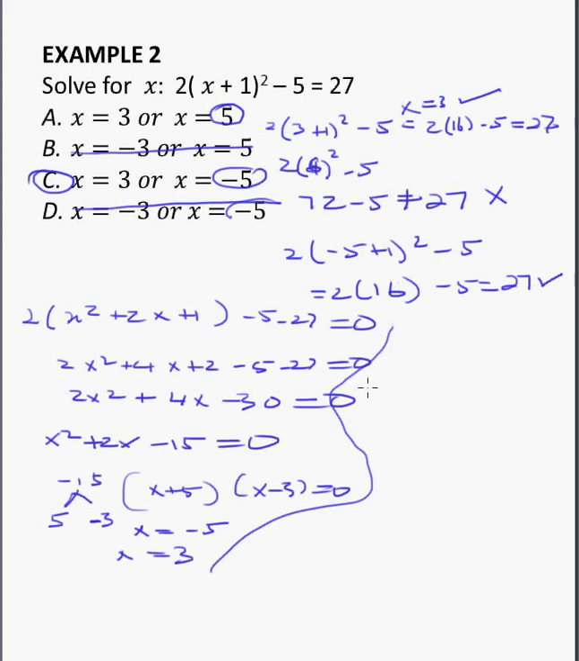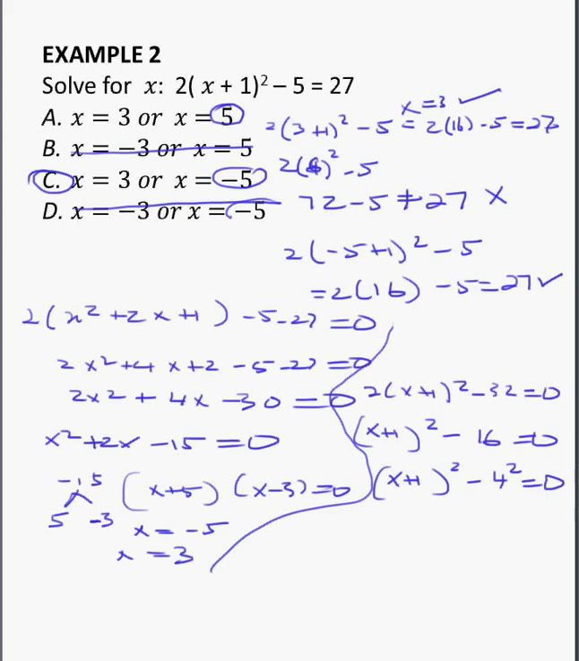The original equation can be written as 2(x plus 1) squared minus 32 is equal to 0. Do you see that? I brought the 27 to the left, so it becomes minus 5 minus 27, which is minus 32. Now I can divide both sides by 2, and that gives me (x plus 1) squared minus 16 is equal to 0. And now something is beginning to show up: this is a difference of squares. So I can say that this (x plus 1) squared, this 16 is the same as 4 squared, and that's equal to 0.